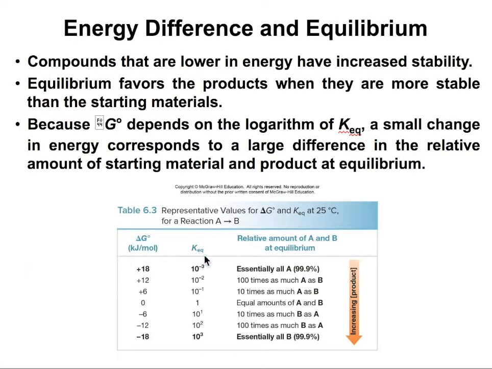And so if we look at the relationship of these two, we see that a little change in the delta G, look at these numbers right here, becomes a huge change in the K equilibrium. So something as small as 6 units of difference in the delta G corresponds to 10 times the amount of one of the reagents versus the other one, right? So here we have this reaction. A gives us B. So 6 units of difference results in 10 times as much B as A.